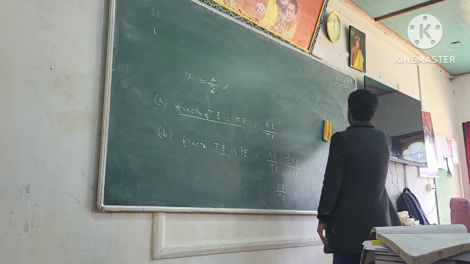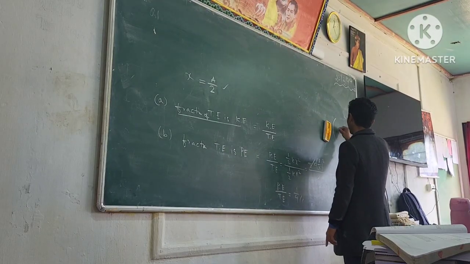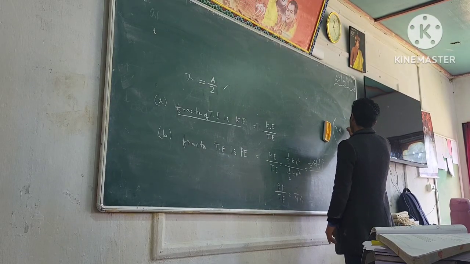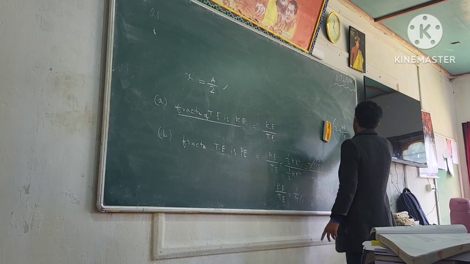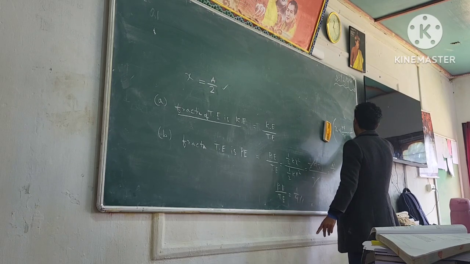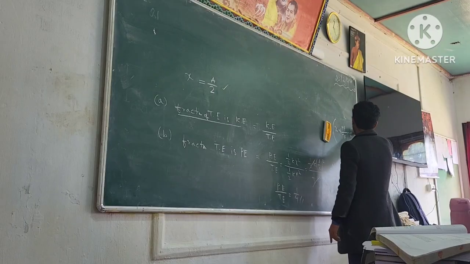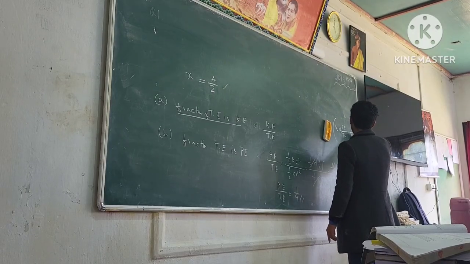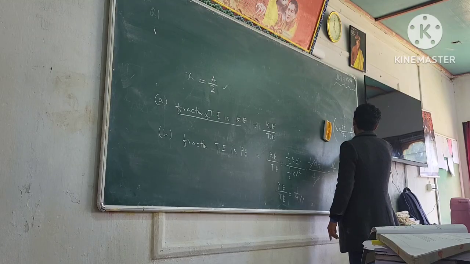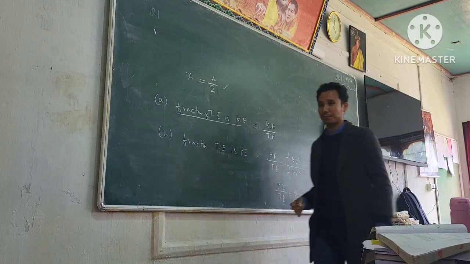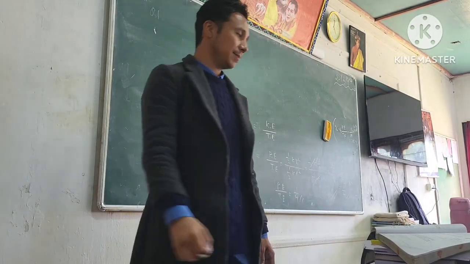Suppose they ask the percentage of potential energy by total energy in this question only. Then you just have to do 1/4. Sometimes they ask percentage also, so multiply into 100. This will give you 25, right? Yes, sir. So the answer will be 25%. In case they ask you percentage, you can do the same with this.